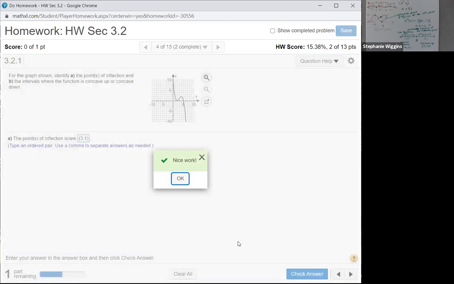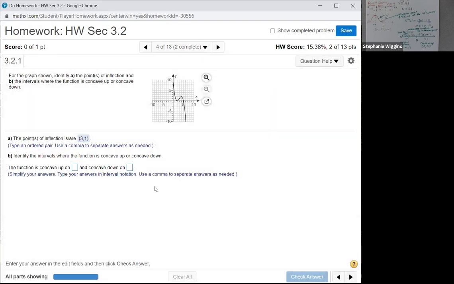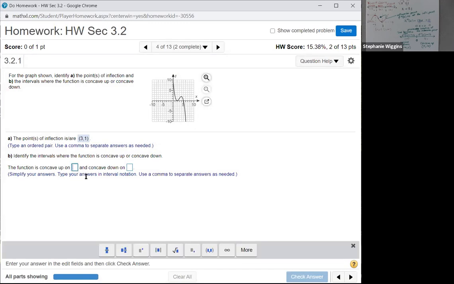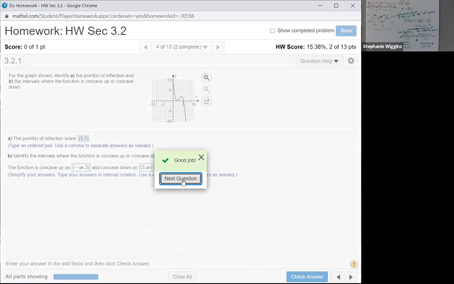So the inflection point is 3, 1. Then the function is concave up on minus infinity to 3, and it's concave down on 3 to infinity. Okay.